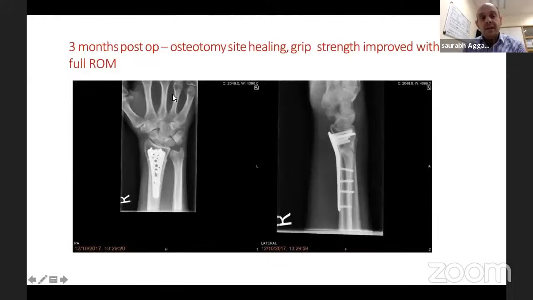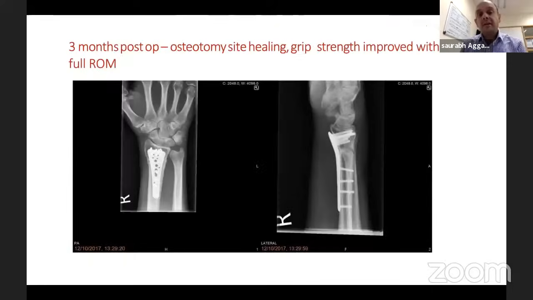So the same guy, a young 27-year-old man, at 3 months, you can see he's doing well. The osteotomy is all filling up. A bit of gap left at the dorsum, because obviously we've not used any graft. So when you're not using a graft, it can take a bit longer to heal up. Bear that in mind and let the patient know.